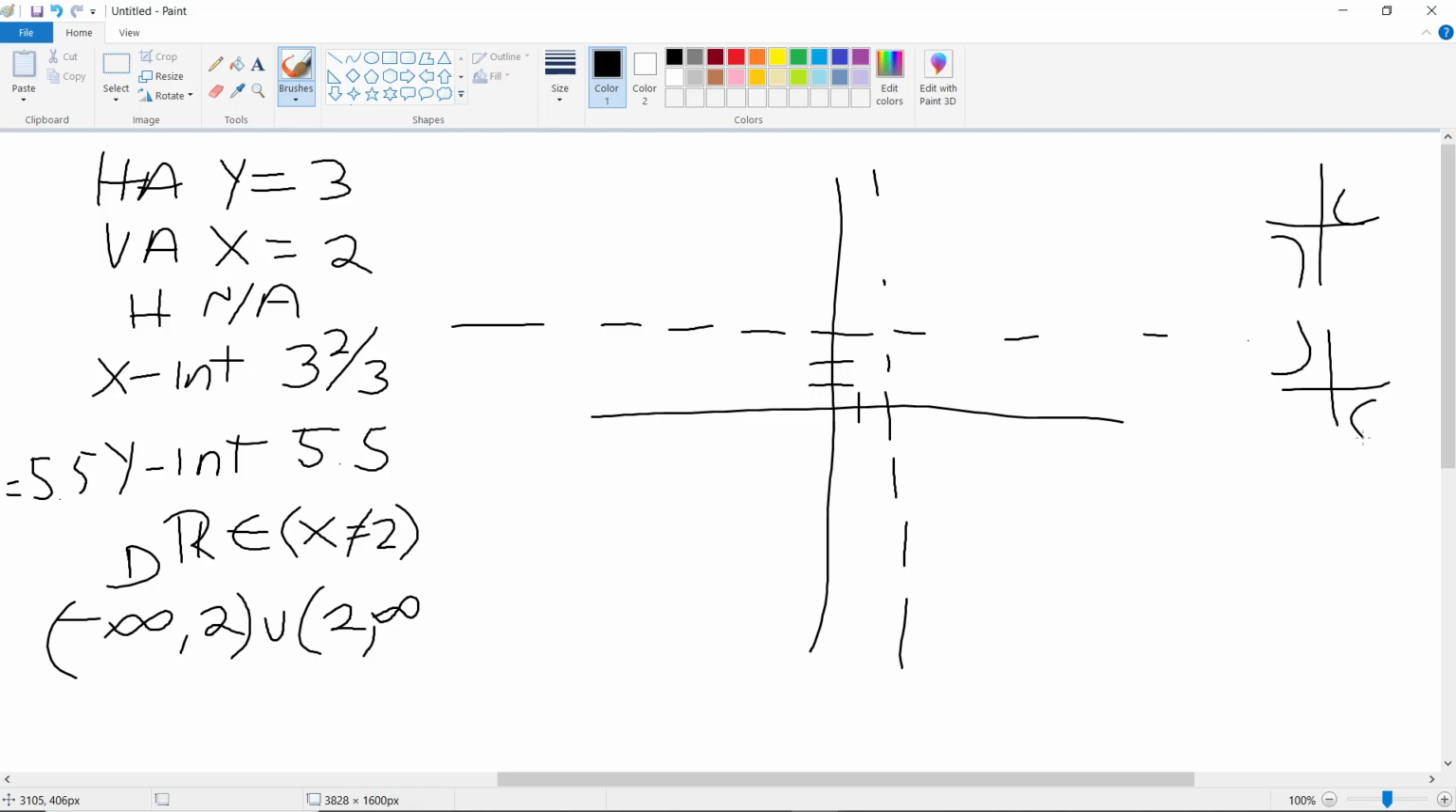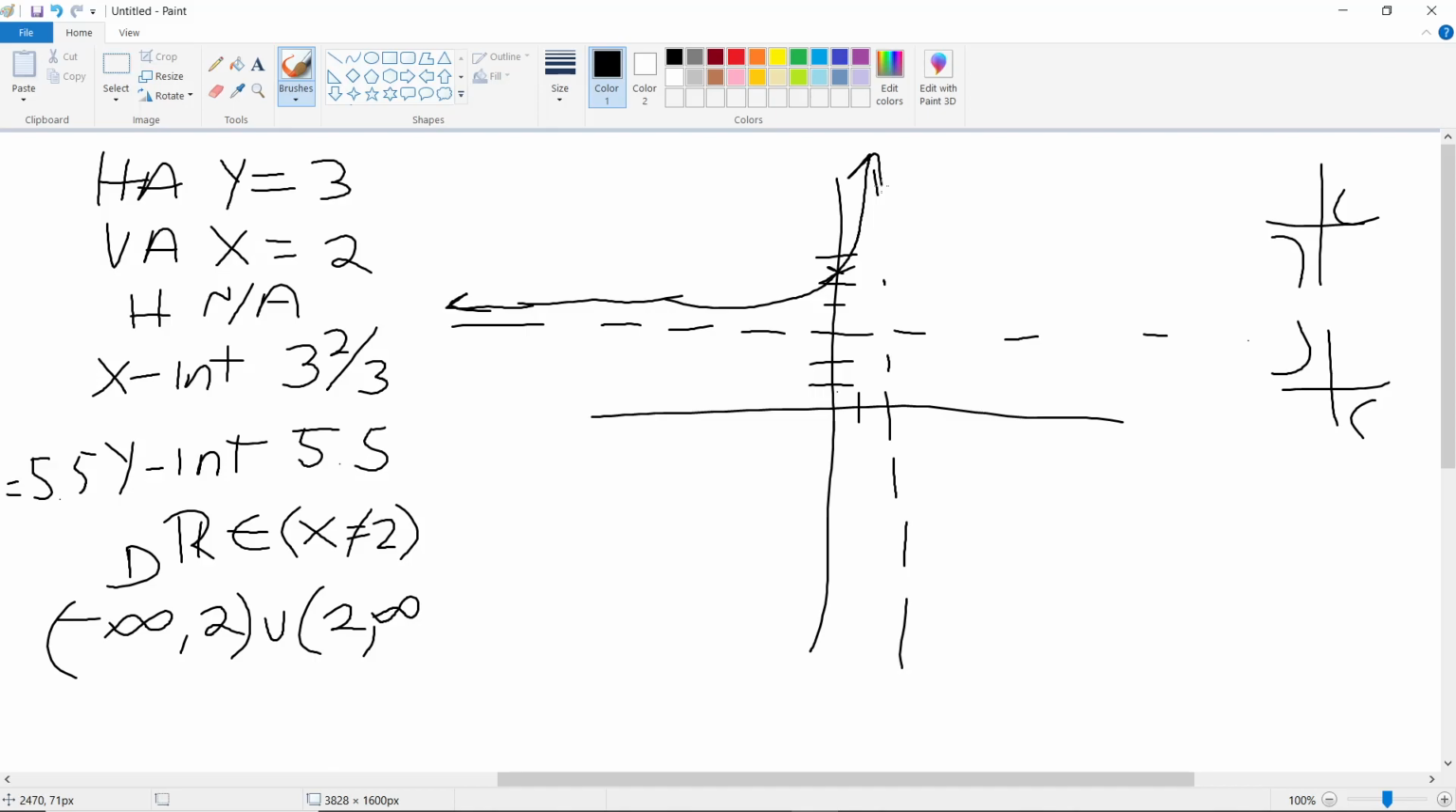And I have some points I can put in. The y-intercept, which is 5.5. 1, 2, 3, 4, 5.5. Somewhere up there is the y-intercept. Well, that gives me enough. I have to go through the y-intercept and just approach but never touch the asymptote. So that side looks like that.